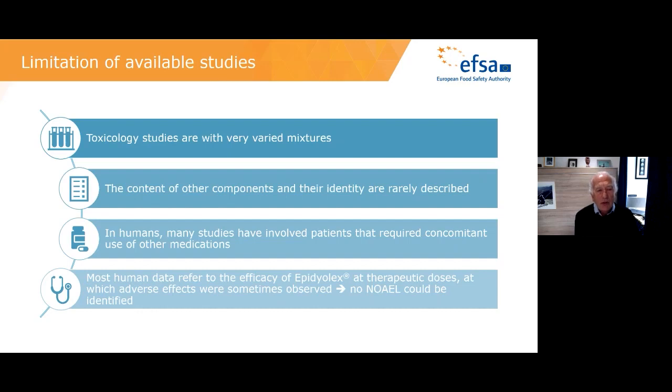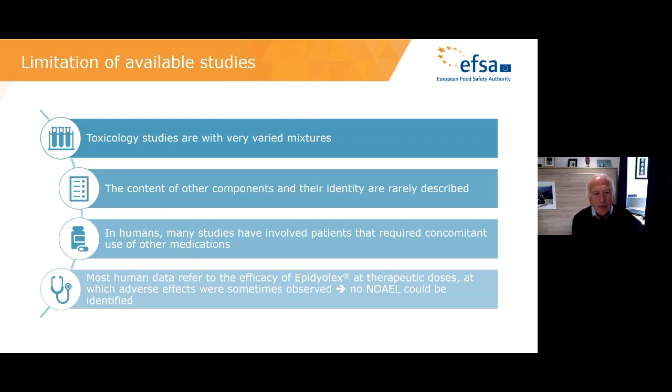So with the toxicology studies that were carried out, there were very varied mixtures. They had different other compounds, other cannabinoids, other chemicals in there, and the interactions between CBD and these chemicals and between these chemicals and the body are, of course, very significant and very important to understand. And it became a real problem when it was clear that the content of the other components and their identity are rarely described, and even more rarely described in detail, with studies being comprehensive enough to be able to understand their contribution to problems.